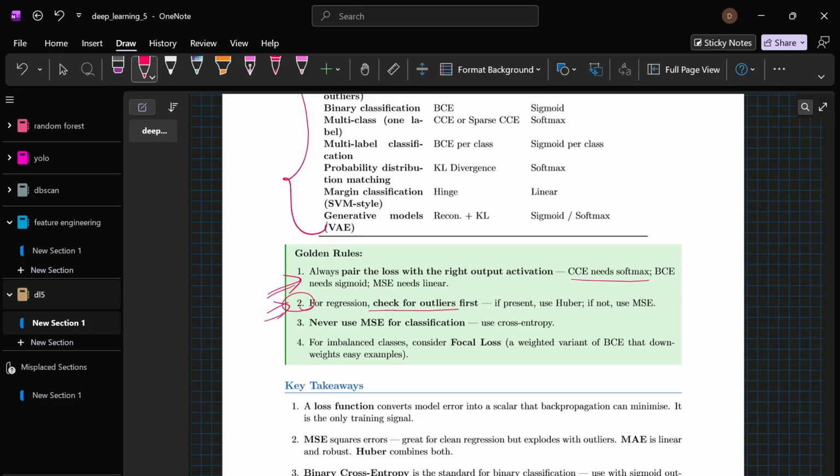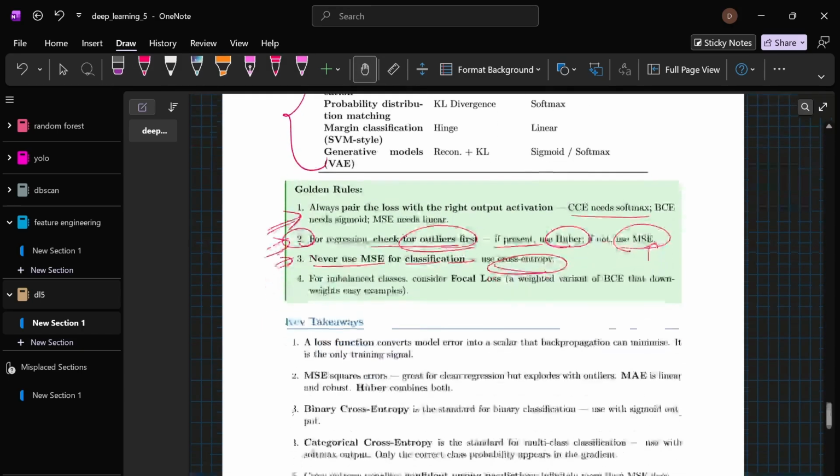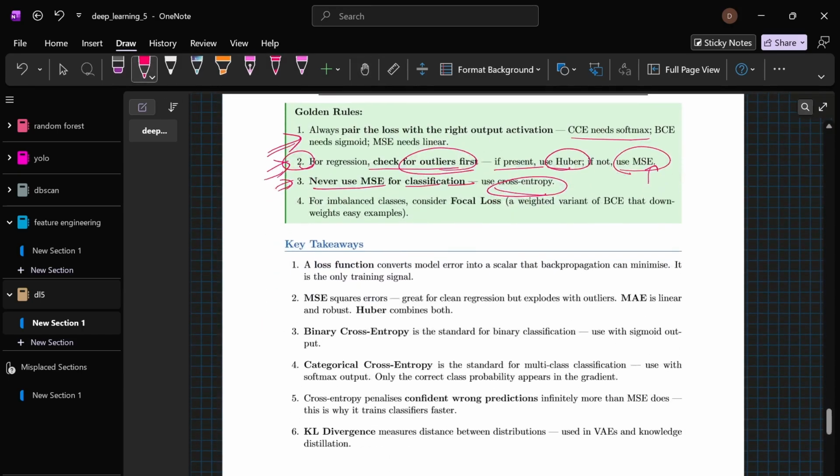Rule 2, for regression, always check for outliers first. If they are present, go with Huber. If your data is clean, then MSE is fine. Rule 3, never use MSE for classification. Always use cross entropy. The gradient behavior is completely different. MSE has a flat gradient when your model is confidently wrong, while cross entropy has a steep gradient. BCE trains classification many times faster.